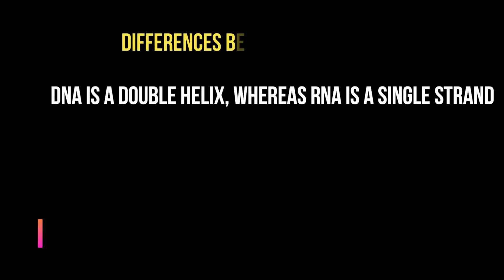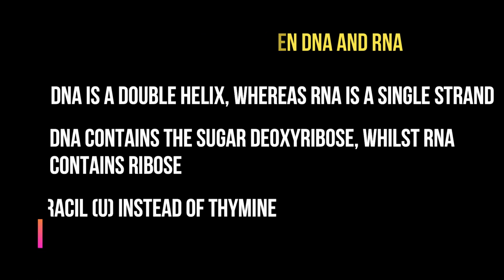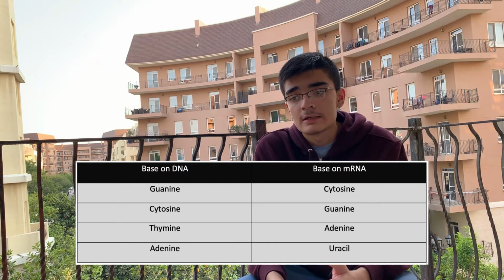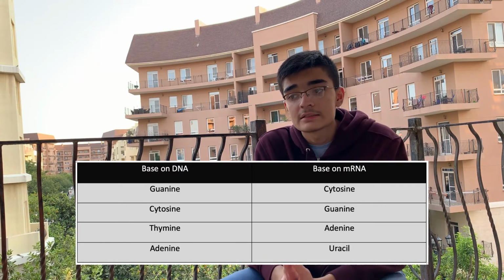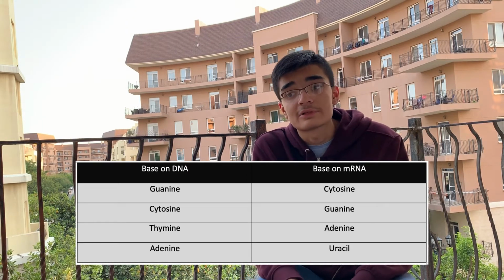Now, before we proceed any further, let's first establish the differences between RNA and DNA. DNA is a double helix, whereas RNA is a single strand. DNA contains the sugar deoxyribose, whilst RNA just contains ribose. RNA contains the base uracil instead of thymine, like in DNA. Now, the way that the nucleotides line up is heavily dependent on Chargaff's rules and the base pairing rules. The table on screen now shows the differences between the two, and the notion mentioned before can be seen, as uracil sticks out like a sore thumb in the place of thymine.